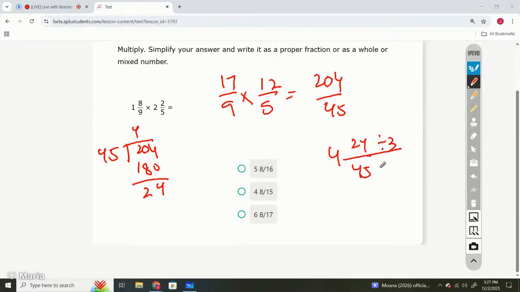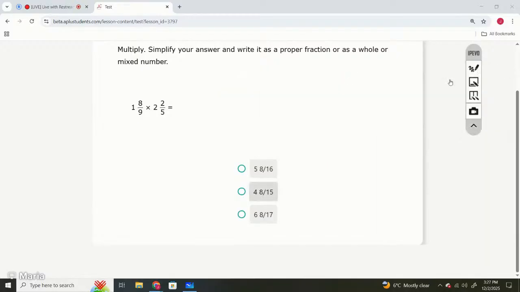So I think 3 is the greatest common factor. We can divide them by 3. So 4 whole 8 over 15 is the correct option, isn't it? Option number 2 is the correct option.